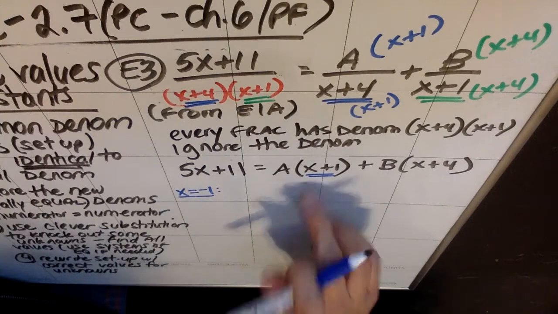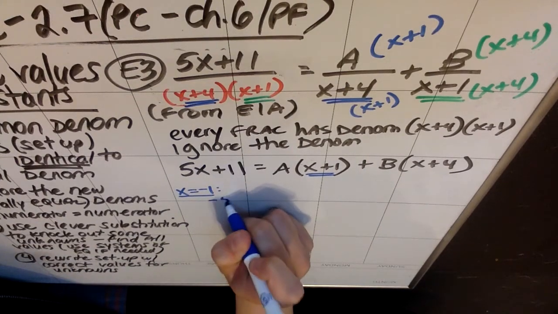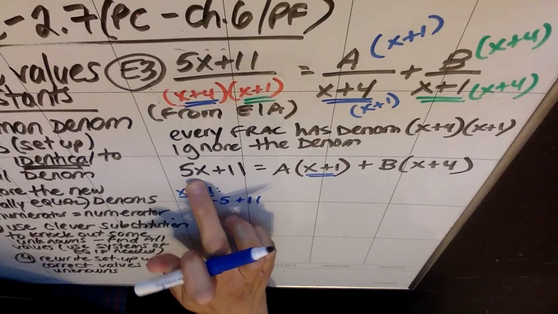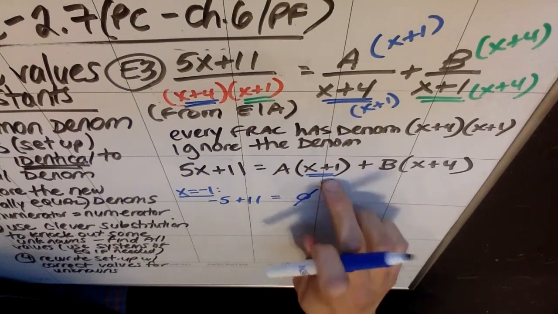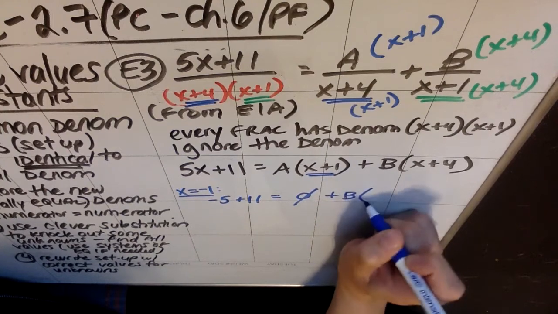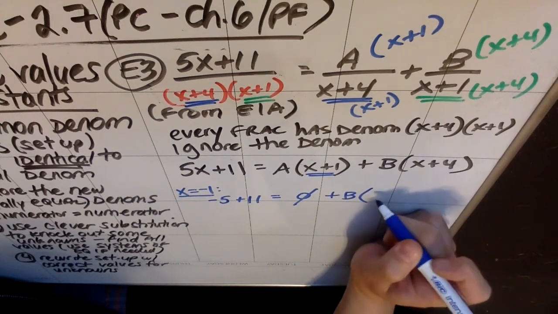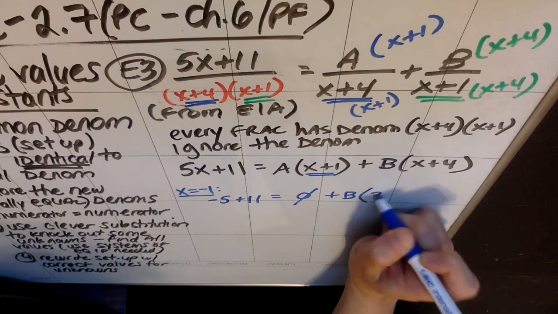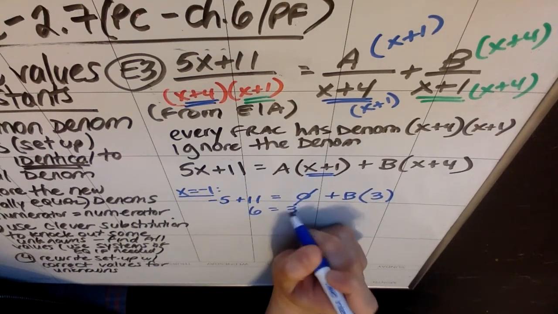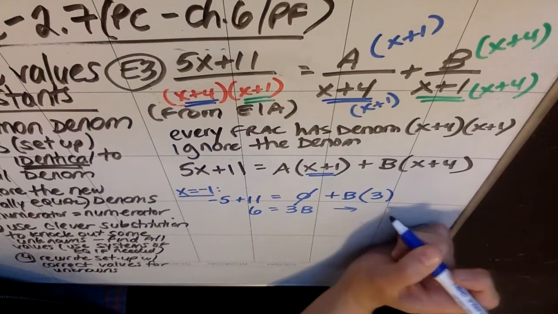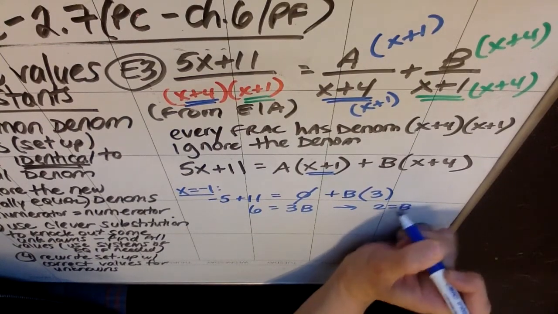So if I plug in x equals -1, I'm going to get -5 plus 11 equals a bunch of 0 right here, because it's A times 0, plus B times what seems to be, because I'm plugging in -1, -1 plus 4, which is 3. So it seems to me that I get 6 equals 3B, and using pretty basic math, I'm able to figure out that 2 is B.